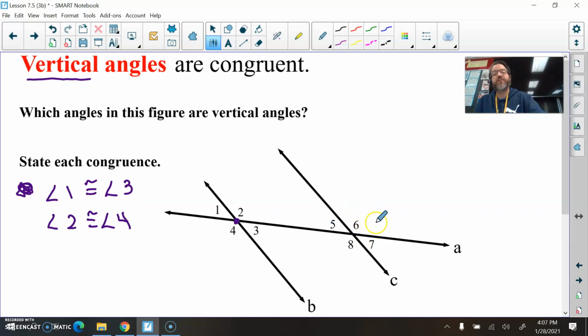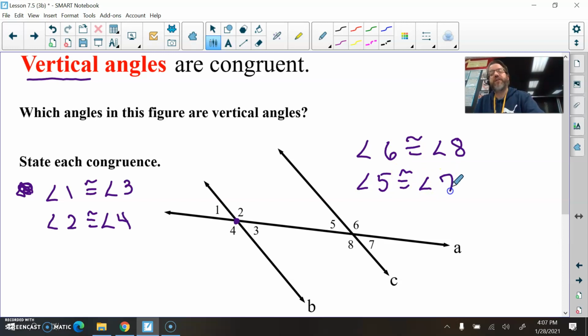Over in this grouping of angles, angle 6 and angle 8 are congruent angles. They have the same measurement because they're vertical angles. And angle 5 and angle 7 are vertical angles, so they are congruent as well. So angle 5 and angle 7 would have to have the same measurement. If somebody says, well, how do you know? You say, well, they're vertical angles. And vertical angles, by definition, are congruent. They have the same measurement.